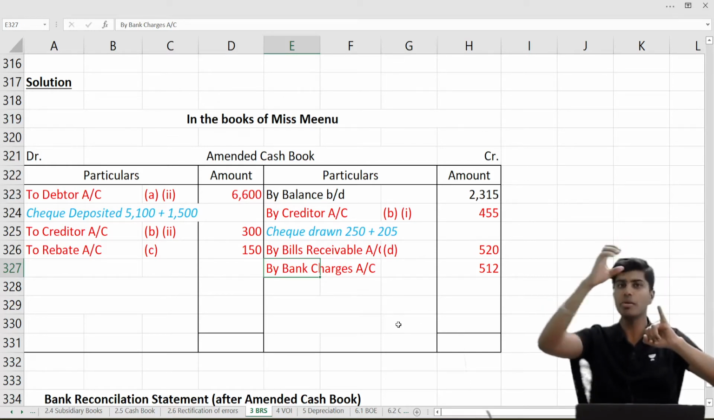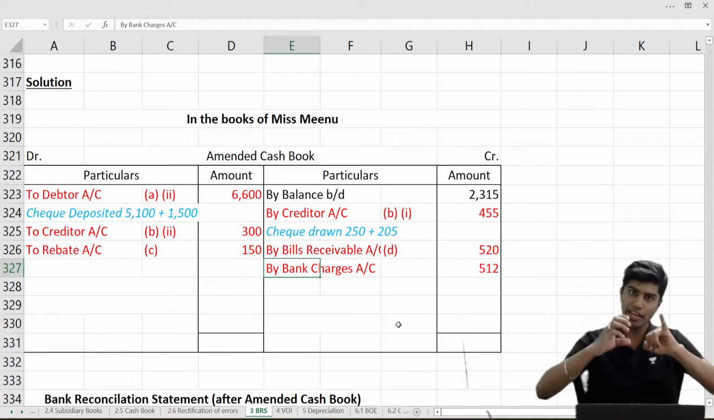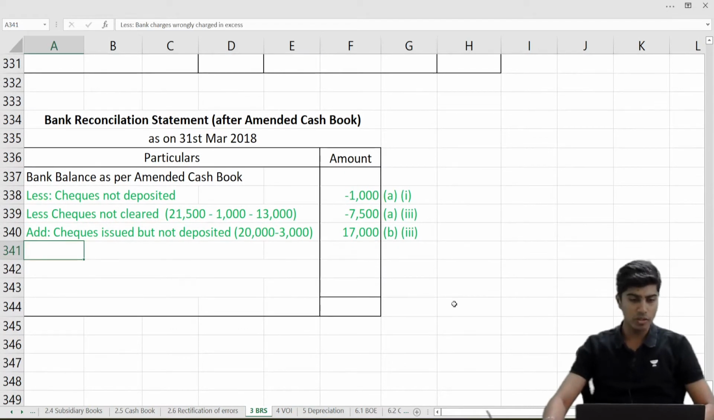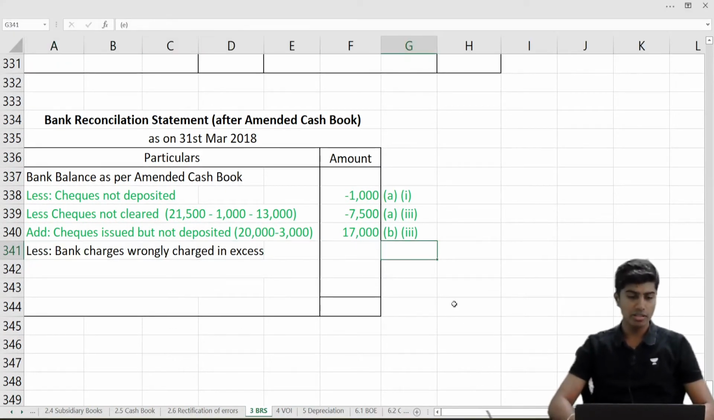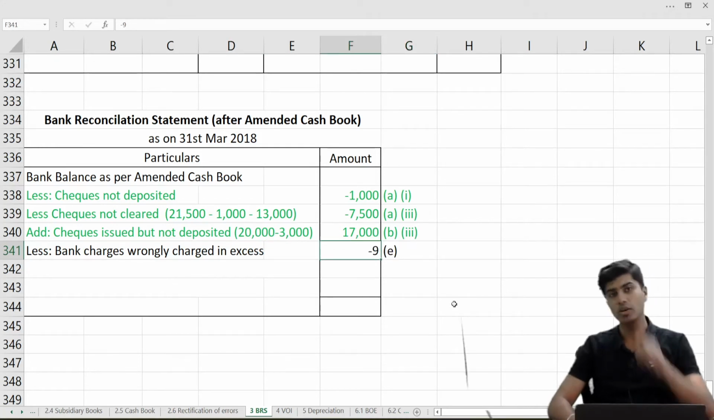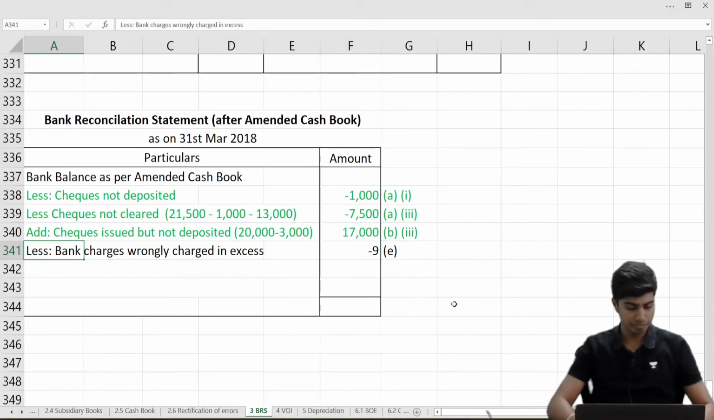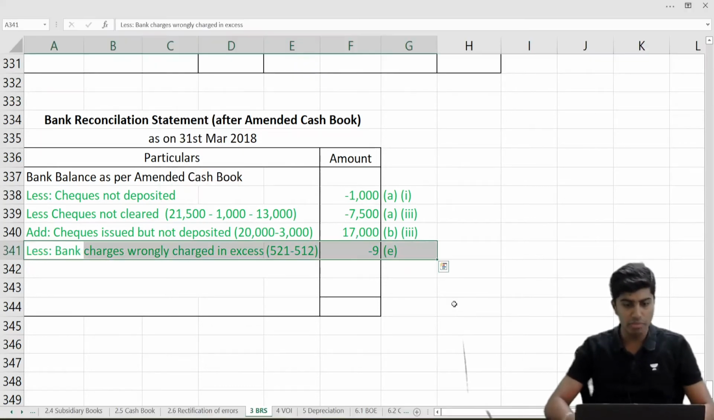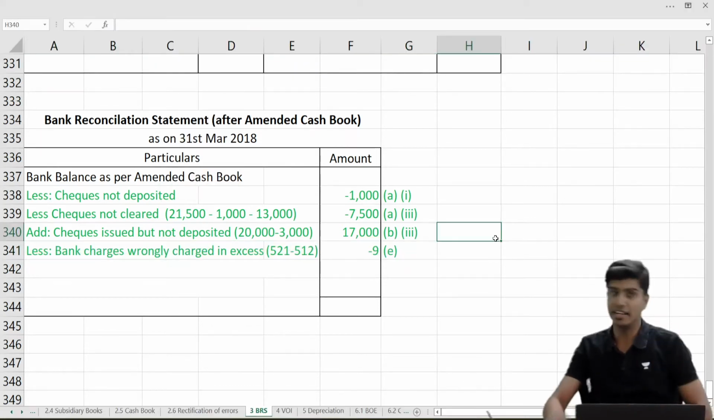The changes have to be made in the cash book. And I'll reduce my cash book by 9 rupees here. How much will I reduce my cash book by? 9 rupees. So I'll write here: less, bank charges wrongly charged in excess, 9 rupees. Did you guys understand? So this error is a timing difference as well as a non-timing difference.